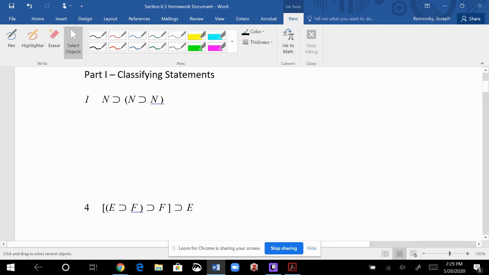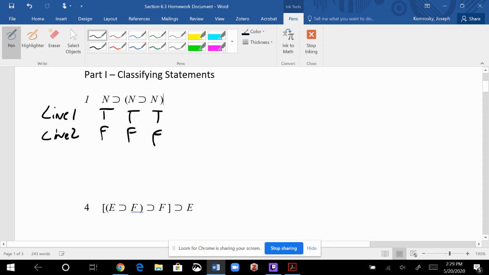So when we get our values, we simply start plugging away. So true, false, true, false, true, false. I got two lines on my truth table. You could even label line one, line two. You'll see in the next section, 6.4, you'll actually have to know your lines for the validity of arguments, but we'll save that.